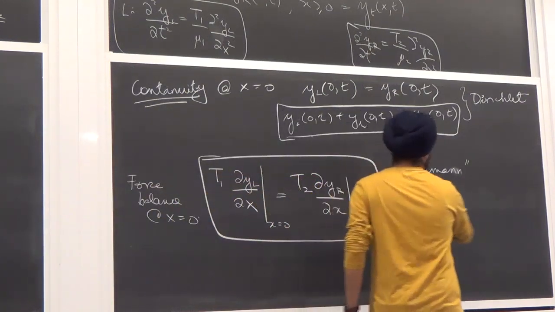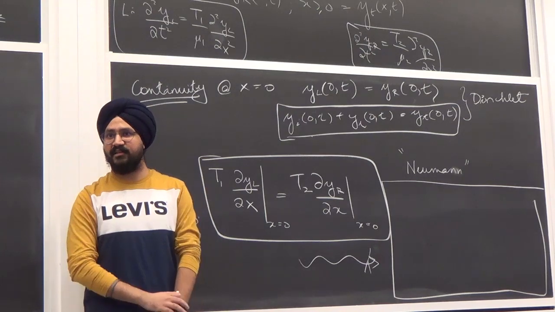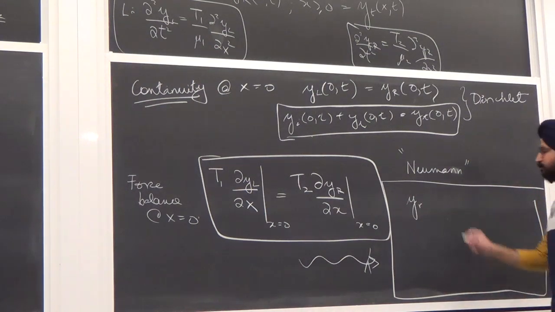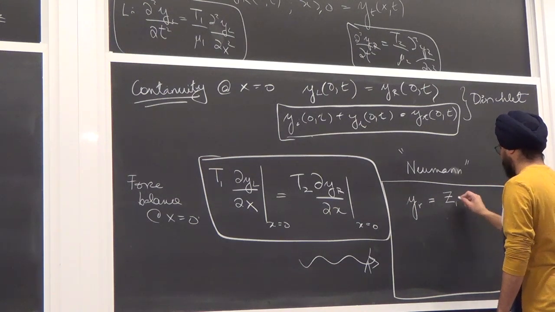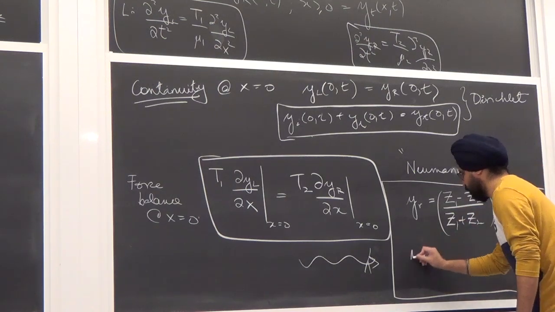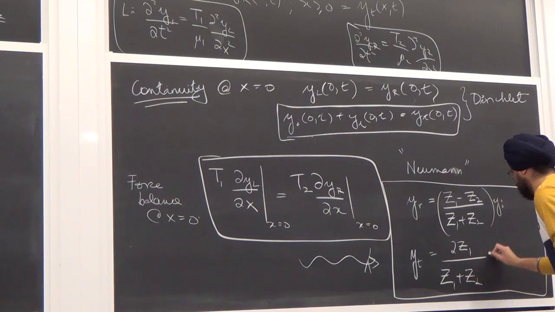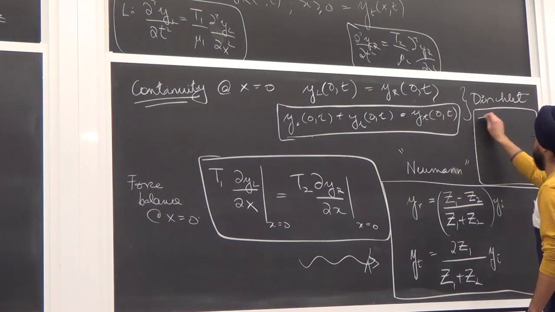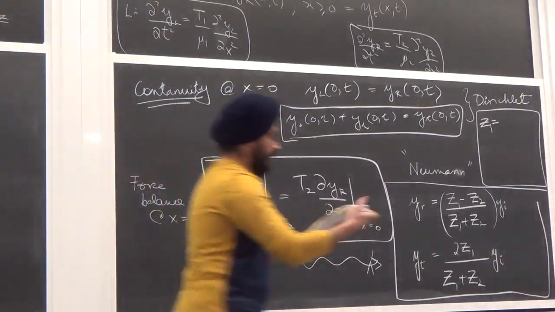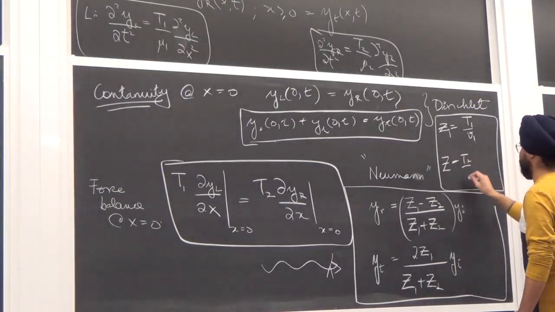And what you find is a very beautiful relationship. So you can work this out. I'll send you notes over email for this. You can have a look in detail. When you solve for this, the reflected wave, YR, comes out to be, let me write this down, (Z1 minus Z2) over (Z1 plus Z2) times Y incident, and Y transmitted is 2Z1 over (Z1 plus Z2) times Y incident, where Z1 is T1 over speed 1, T1 over v1, and Z2 is T2 over v2.